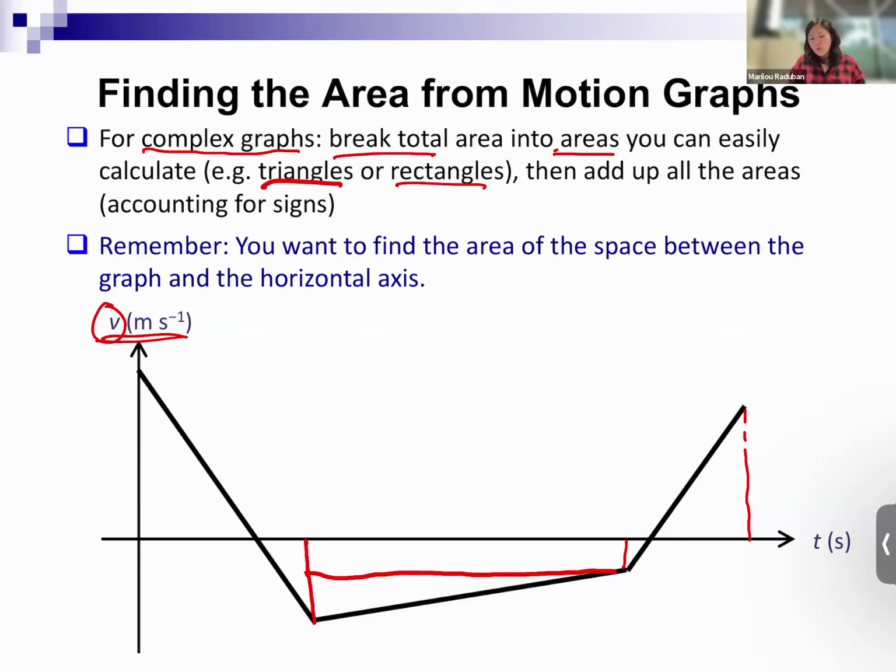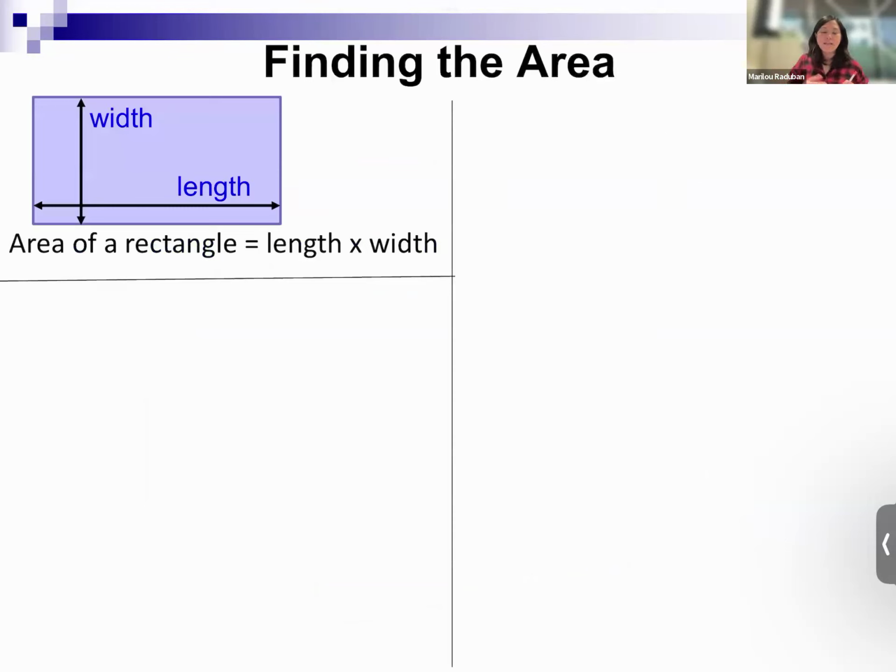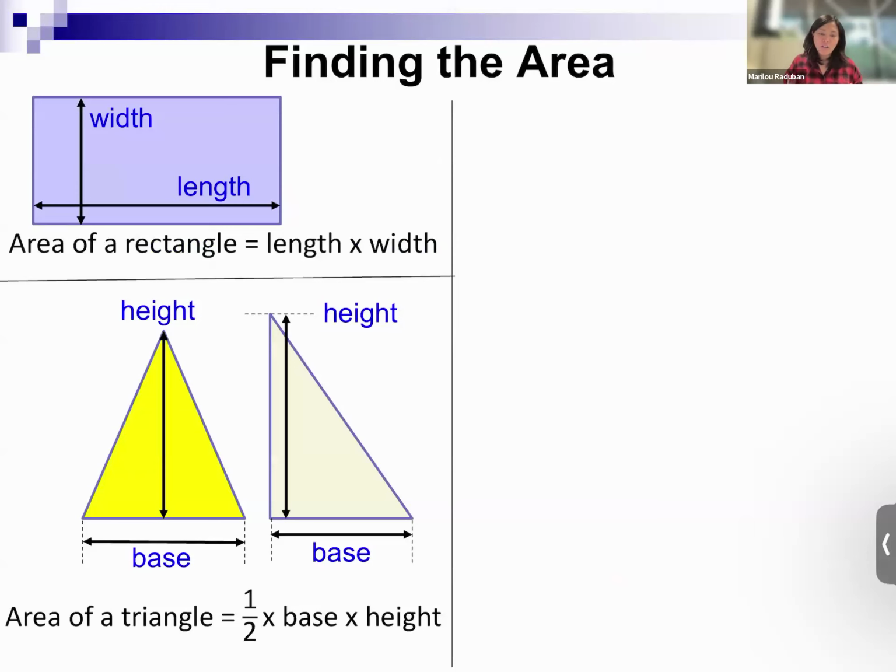Okay, since we'll be calculating the areas of a triangle and a rectangle, this slide gives a refresher of how we calculate the areas. For a rectangle, it's simply length times width. For a triangle, regardless of the kind, whether it's an isosceles or right triangle, as long as it's a triangle, you calculate the area as 1/2 base times height.